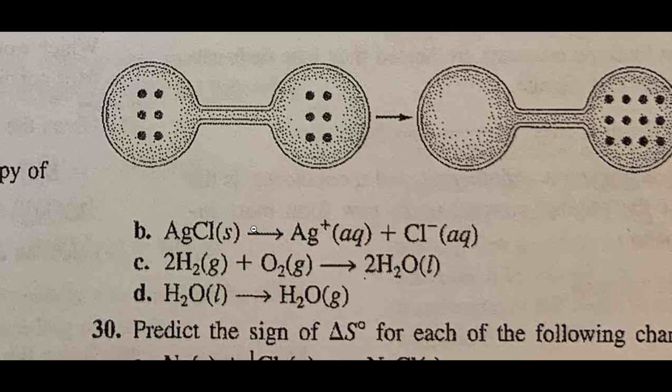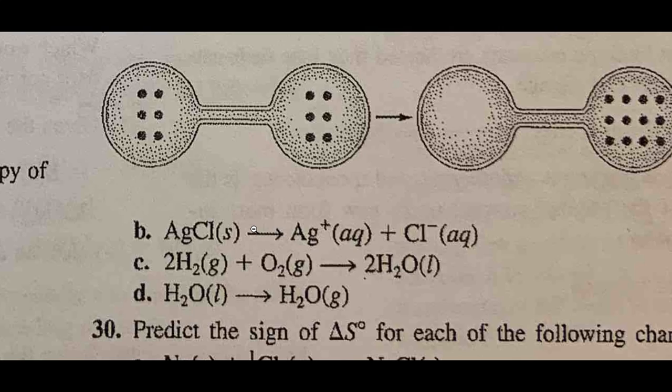Again, in C, two states are going into one, and there's actually three molecules in C that are going into two molecules in its product. So that's a loss of states, and they're gases. Gases have a functionally infinite volume that they can take up. It depends on the size of the container, the volume they take up.